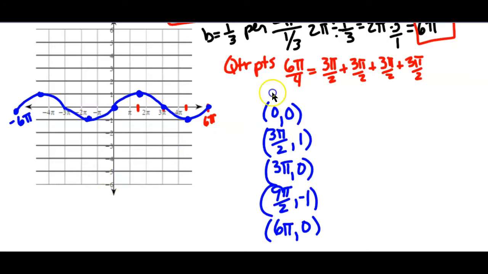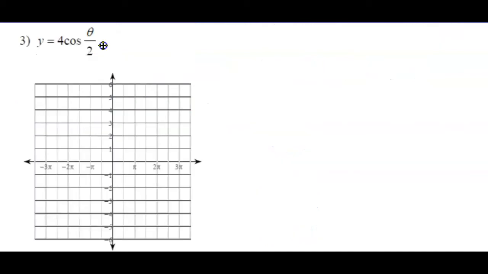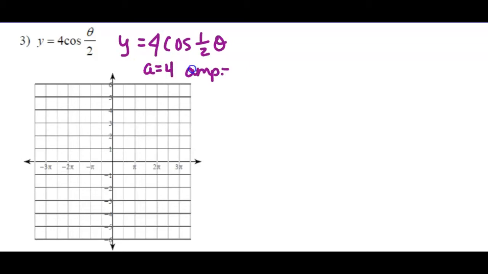I'm going to do the rest of the odds with you, so stay with me here. Number 3, again, is stretched because this is the same as 4 cosine 1/2 theta. So A is 4, so the amplitude equals 4. So it's going to have maximums up here at 4 and minimums down here at -4. Okay, that is a vertical stretch or amplitude change.